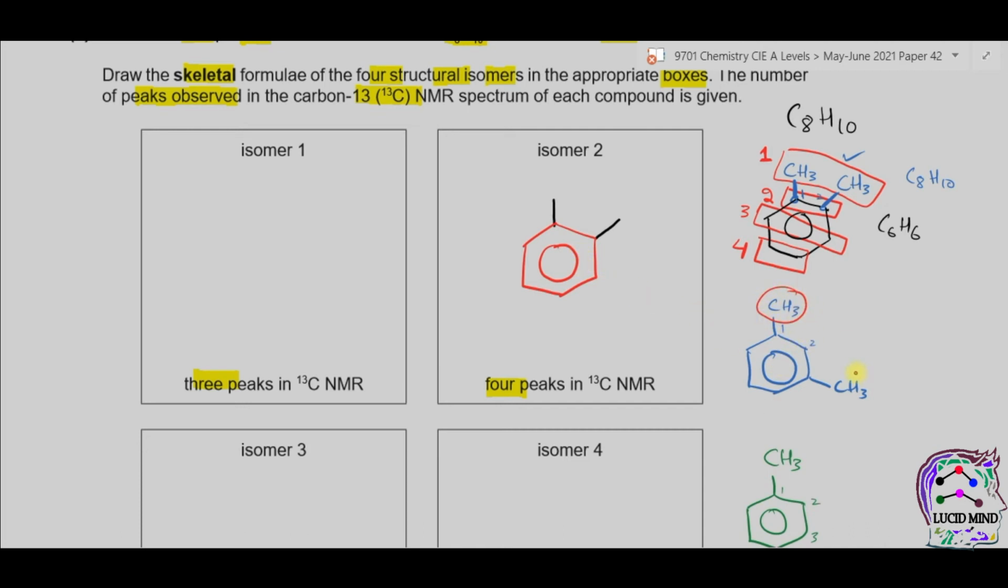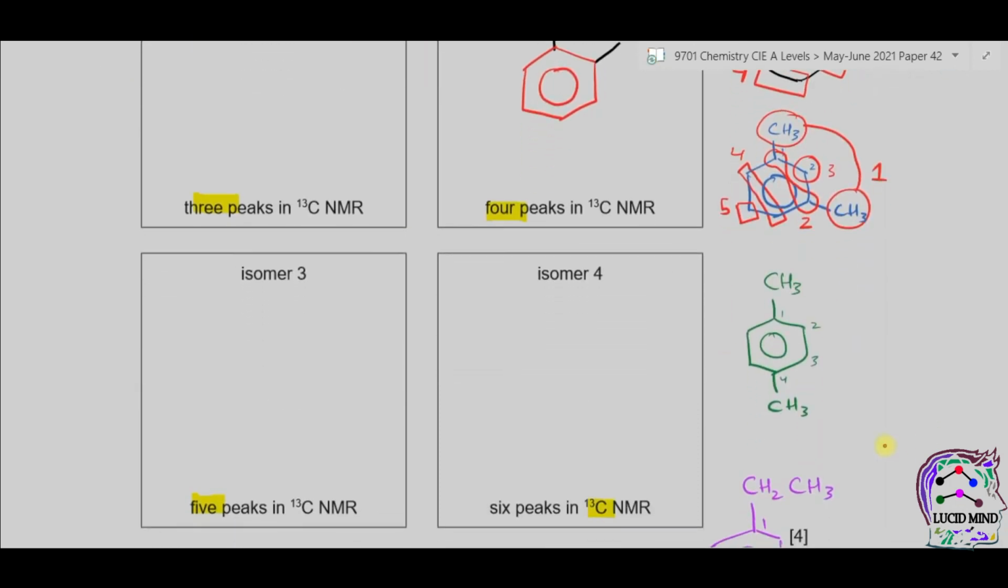We have CH3 and CH3, both are similar, so they will give one peak. Then we can see this carbon is exactly similar to this carbon, as both have no hydrogen atom and both are attached to CH3. So this will give second peak. This carbon is alone, it will give third peak. These two are symmetrical, they will give fourth peak, and this alone will give fifth peak. So we have 5 peaks for this second structure. So we can draw it in isomer 3 as there are 5 peaks involved.